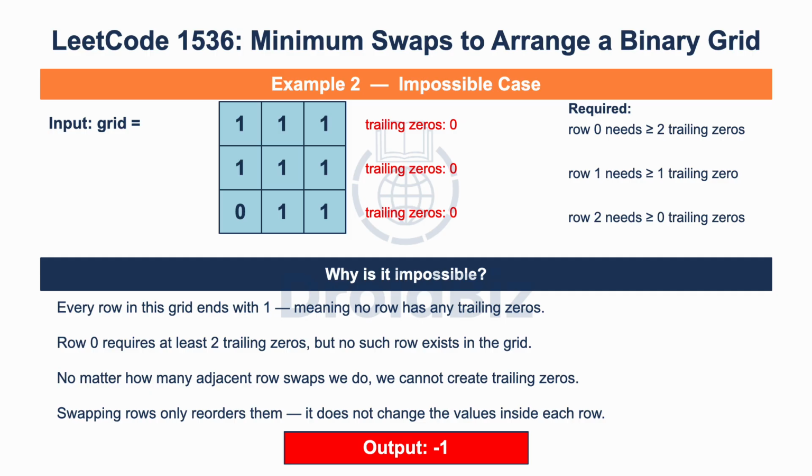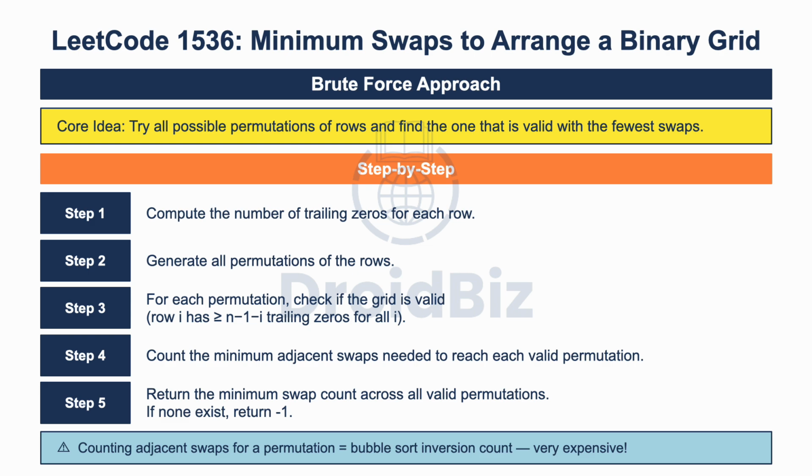Now that we understand the problem well, let's think about how to solve it. Now, let's think about the brute force approach. The core idea is simple. Try every possible arrangement of rows and find the one that is valid using the fewest adjacent swaps. Here is how we break it down step by step. Step 1. For each row, count how many trailing zeros it has. This tells us whether a row is good enough for a given position.